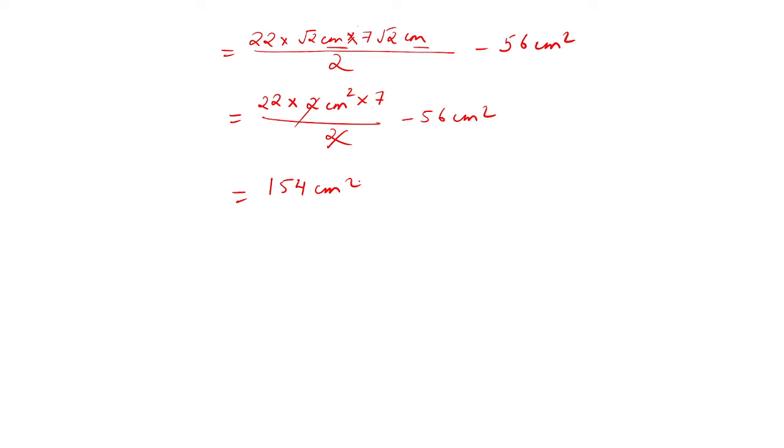minus 56 centimeters square. So that 154 minus 56 would give you 98 centimeters square. So the area of the region is going to be 98 centimeters square.